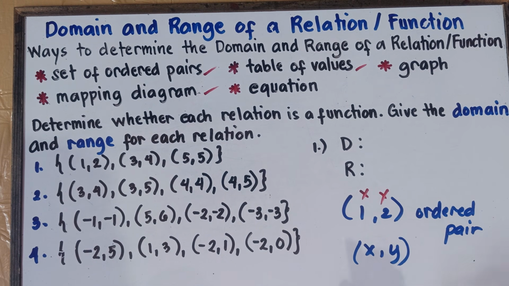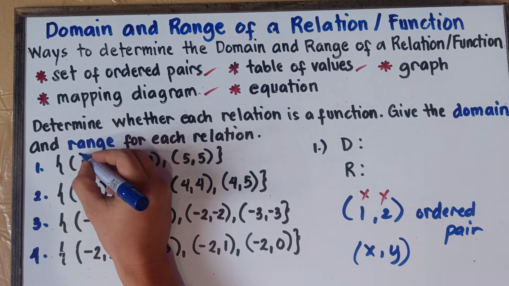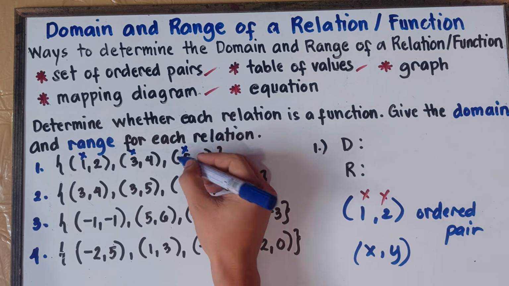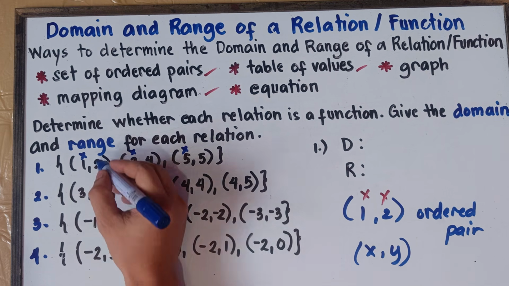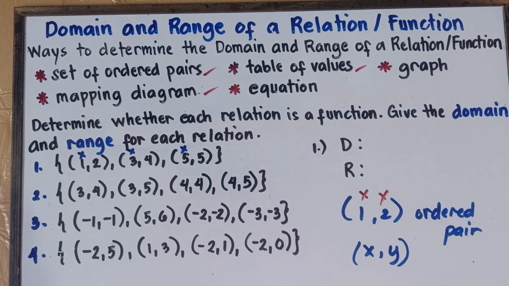So therefore, the domain, that would be the X value. So this one right here, the domain. So this is X, the first one, X, and then X. And then the second numbers, we have 2, 4, and 5. Those will be the range.